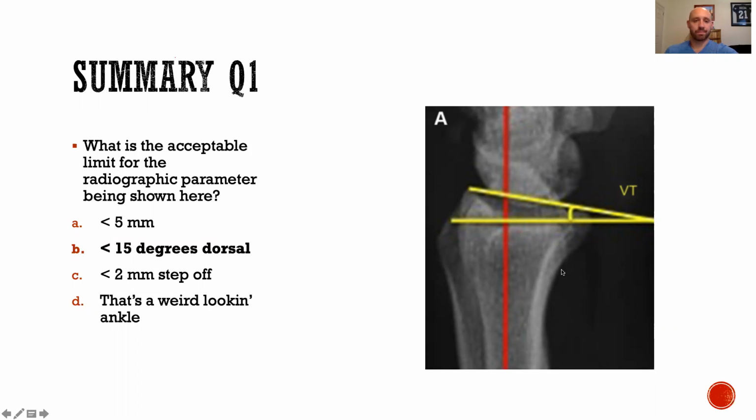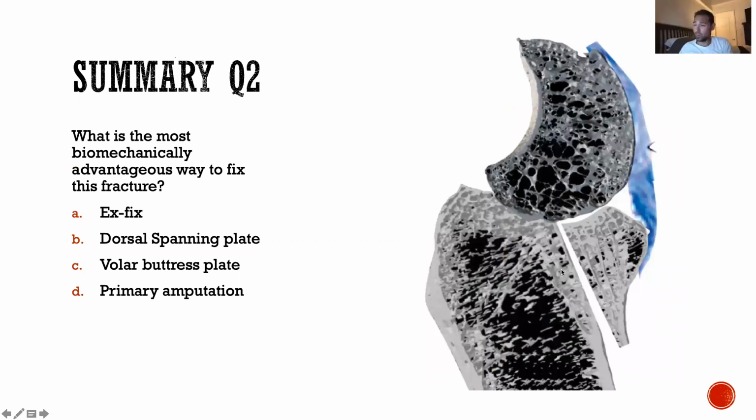Yeah, for sure. All right, so now we're thinking biomechanics here. What is the biomechanically most advantageous way to fix this fracture? So everyone knows, I just orient you, this is a lateral view, right? This would be the volar aspect of the distal radius. This is the lunate, which is attached by the carpal ligaments to the distal radius. So how would you fix this? What would you do?